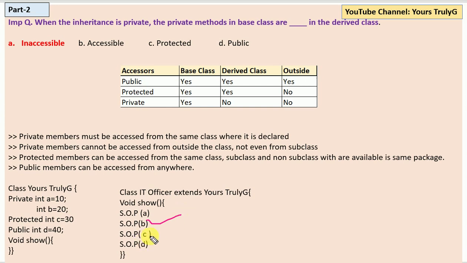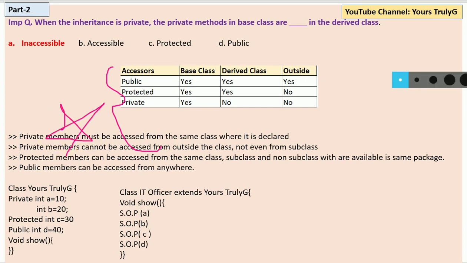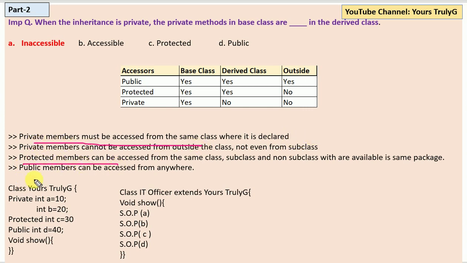I can access C because it's protected, and protected can be accessed in the subclass. ITOfficer is the subclass of YoastToolg. Yes, I can access C. I can access D very well because it's public. Public can be accessed from anywhere. So this is a very, very important question. You have to remember all these points. Write it down, try to remember that. That's why I have written in very simple language what a private member, a protected member, and a public member are.